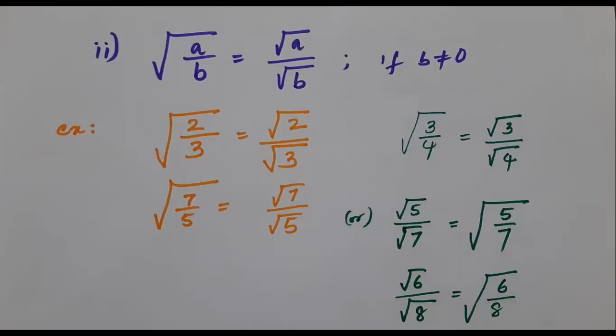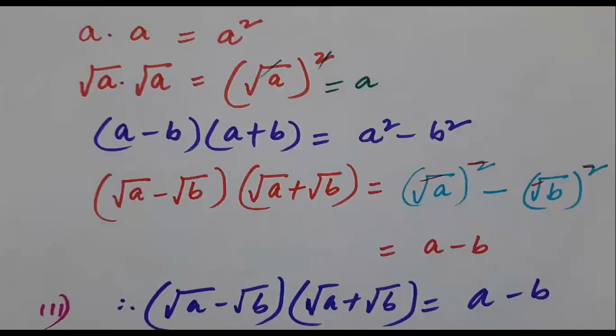Yes, Afra, doubt? I have a doubt, sir. In the example, root 3 by 4, we made it into root 3 by root 4. 4 is written as 2 squared, so should we? Yeah, you can write, no problem. Root 4 means 2, you can write, nothing wrong. Okay, sir. This is all just examples, okay?